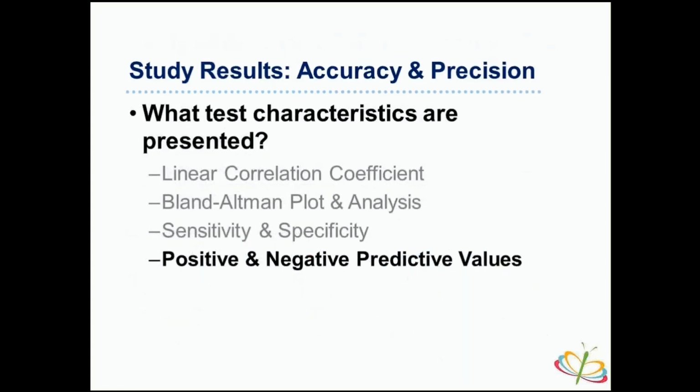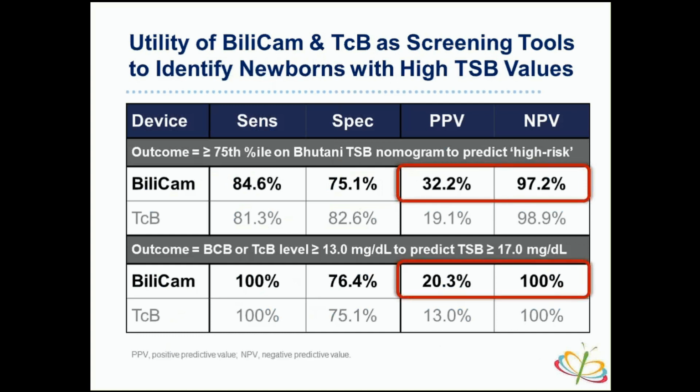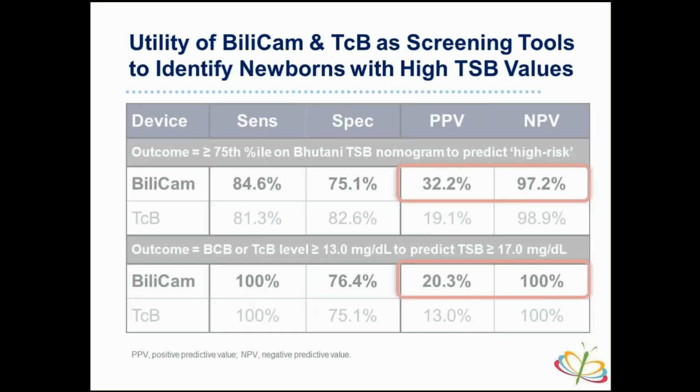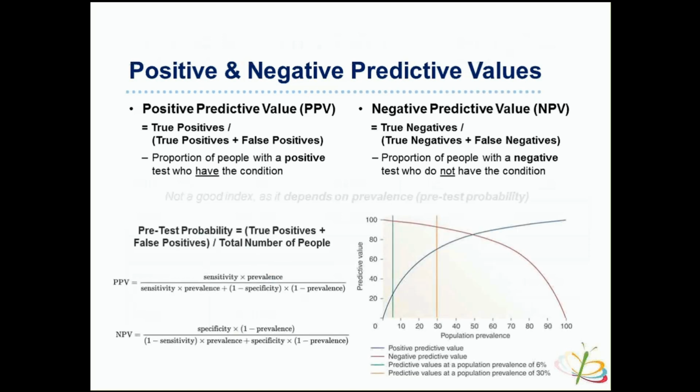Then we have our positive and negative predictive values. All right, again, you're like, well, okay, so our positive predictive values are kind of lower and our negative predictive values are high, but what the heck does that mean? So, again, positive predictive value is the proportion of people that test positive and have the condition, and negative predictive value is the proportion of people with a negative test who don't have the condition.